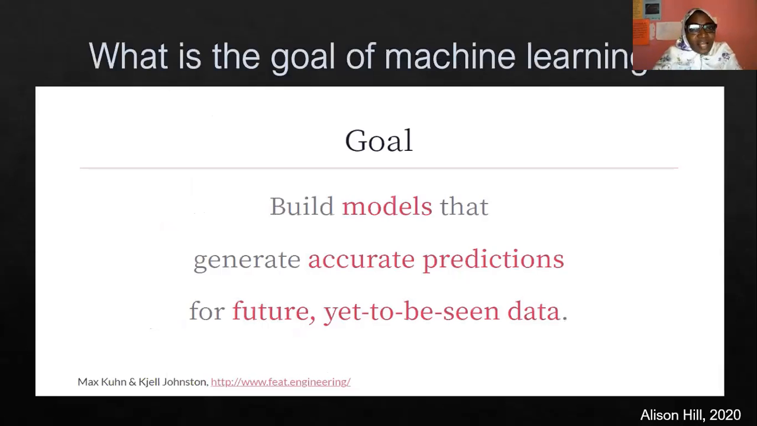We're not going to go so much into machine learning as well. But the goal of machine learning, and the reason why we have Tidymodels, is to build models that generate accurate predictions for future, yet to be seen data. The accuracy here, we're not looking at perfect accuracy for our predictions, but something close to what is acceptable for future use.